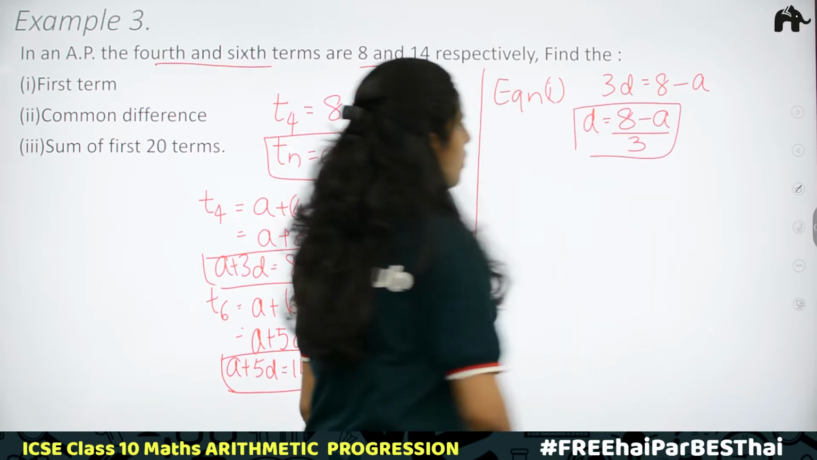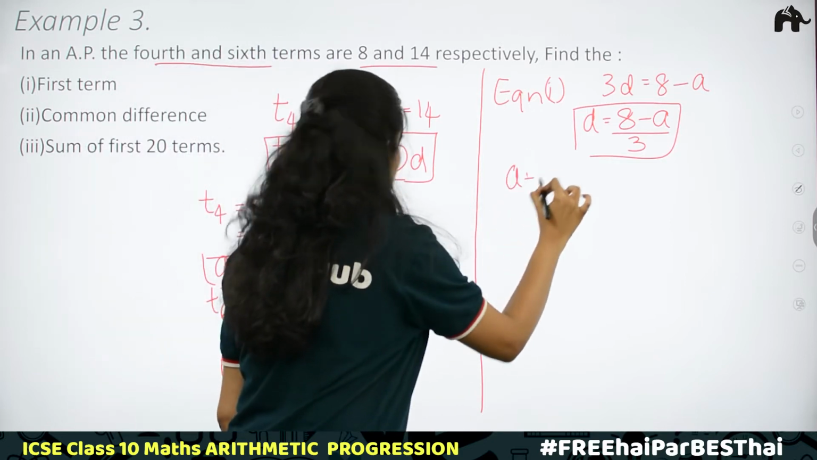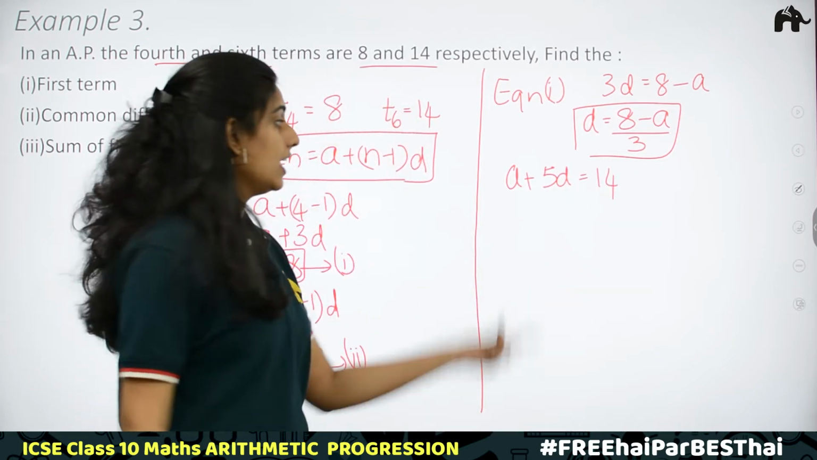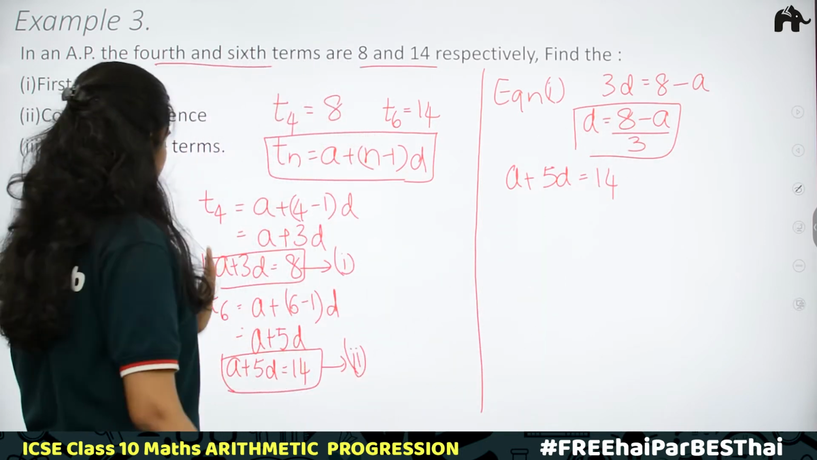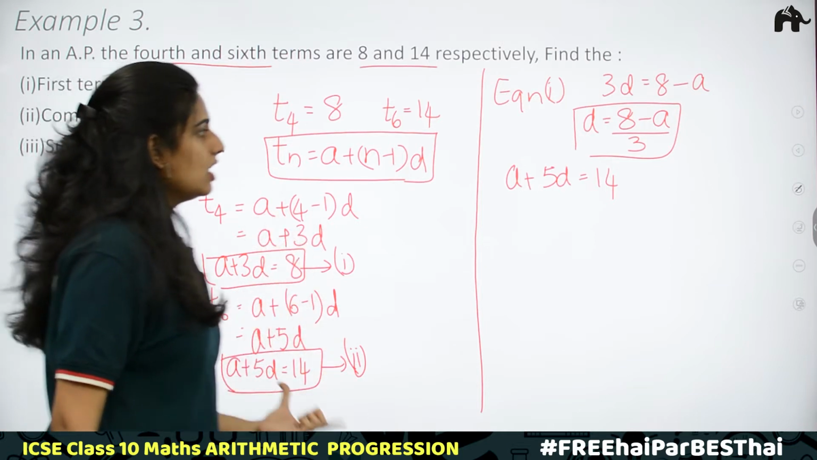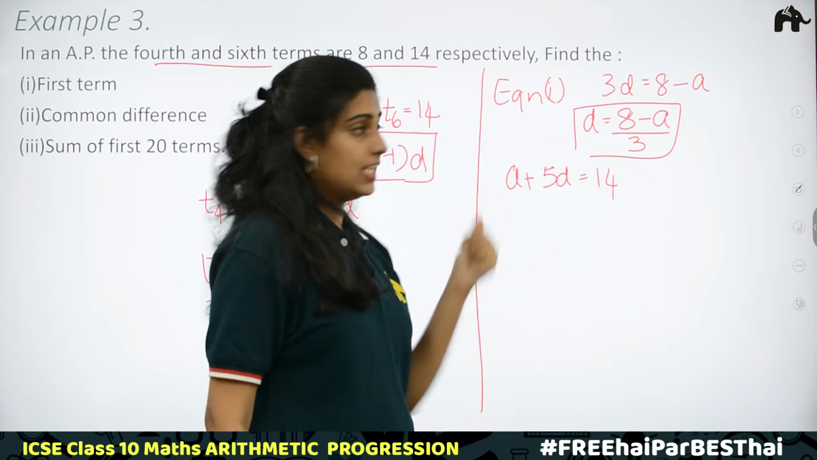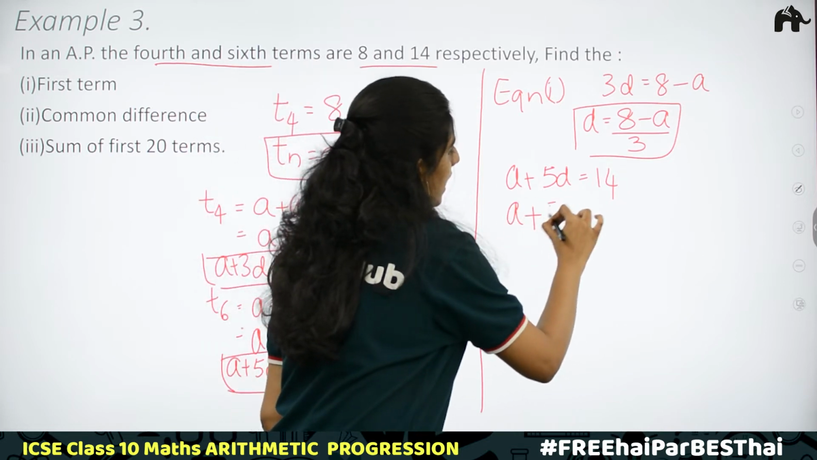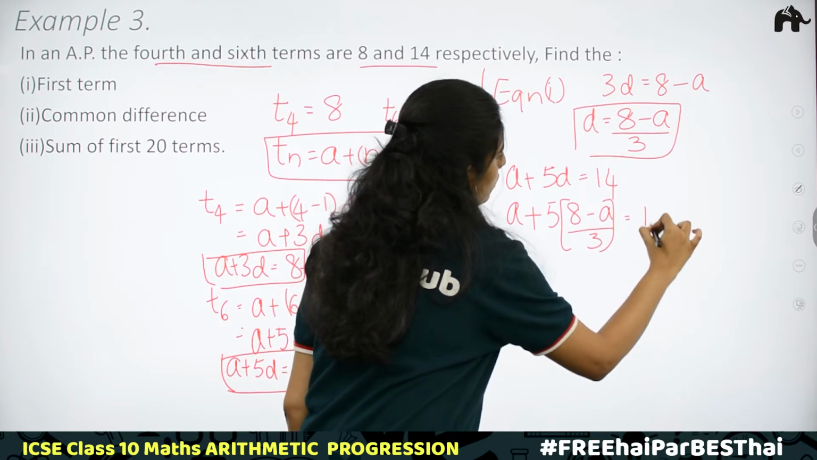This value of D I am going to substitute in equation 2. Equation 2 is A plus 5D is equal to 14. Why am I doing this? I need to get the equation in terms of A. If I go for the normal subtraction, A will get removed and I will get the common difference, and after that I will have to find A. Instead of that, I am finding an equation in terms of A to get D. Substituting that D here, we get A plus 5 into 8 minus A divided by 3 is equal to 14.